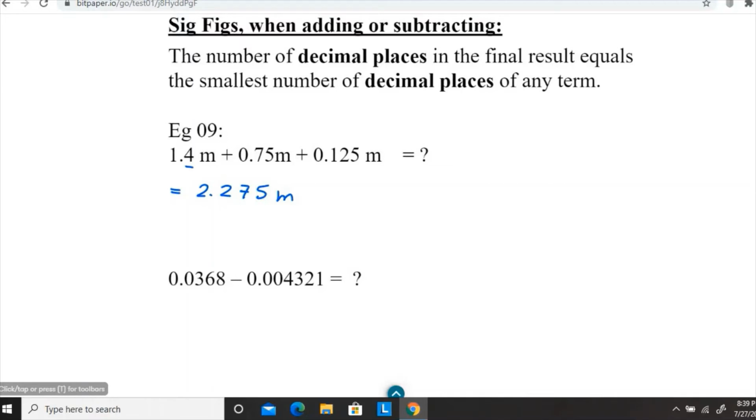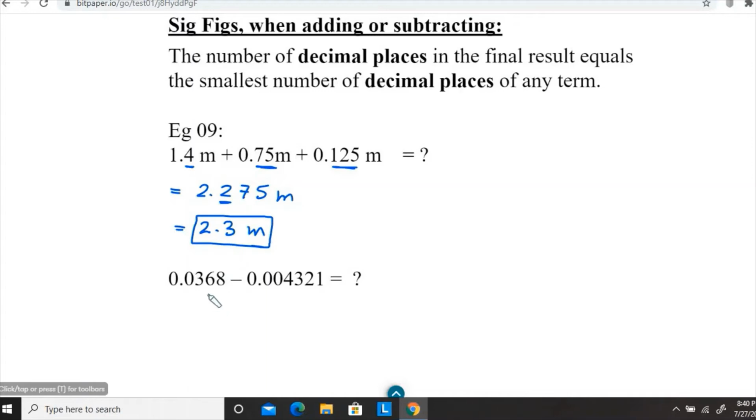Now, if you look at the decimal places of the original numbers that you add up, for the first term you have only one decimal place. For the second term you have only two decimal places. For the third term you have three decimal places. So then you look at the smallest number of decimal places, which is just one, and that should equal the decimal places of the final result. So we only consider up to this point. However, we need to round it off because this is 0.275. So when we round it up, we get 2.3 meters as the answer.